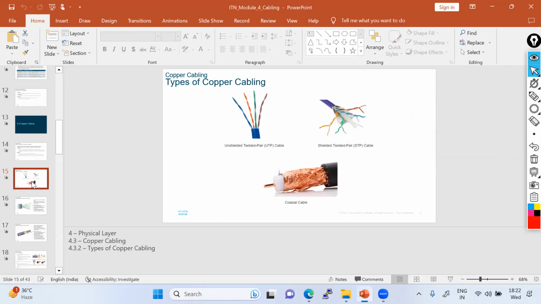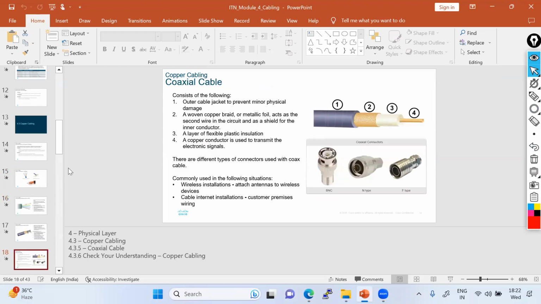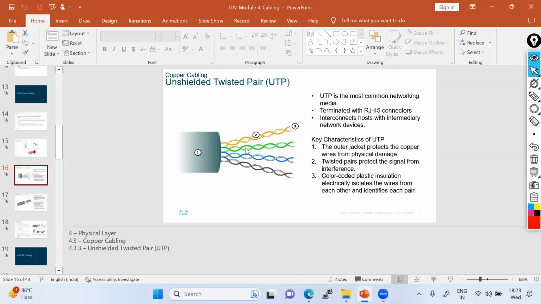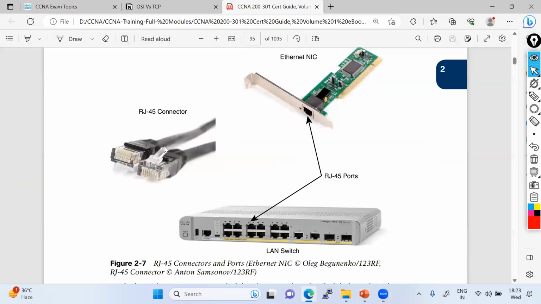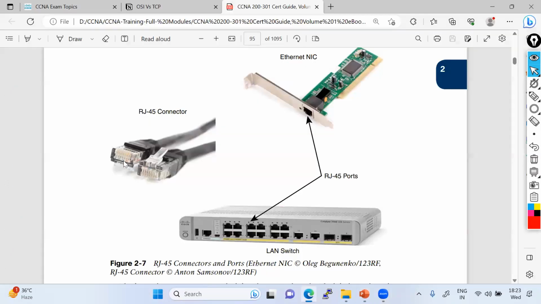If we talk a little bit more about unshielded, this is the common networking media. We can make the RJ45 connector with the color code, right? To create the connector, we just have to use this kind of connector. Let me show you. Where is the book? This kind of connector you have to use. Inside this connector, we place all these cables, and this is going to create communication.